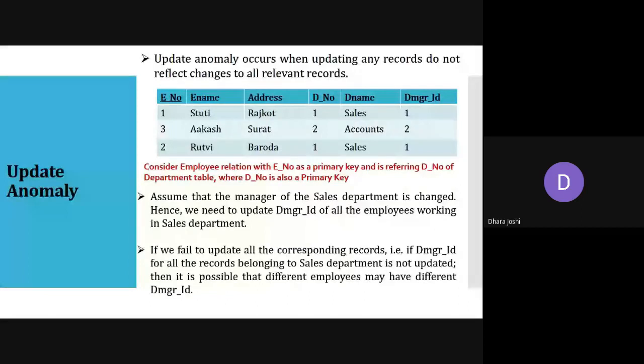So update anomaly exists when one or more records or instances of duplicated data are updated, but not all of them are updated. So we have updated either Stuti's manager ID or Rutvi's manager ID, but not at all places, and that's why Stuti and Rutvi, working in the same department, have different managers.